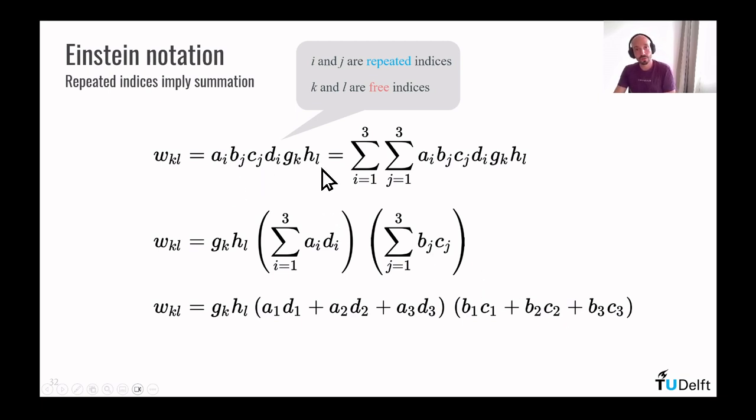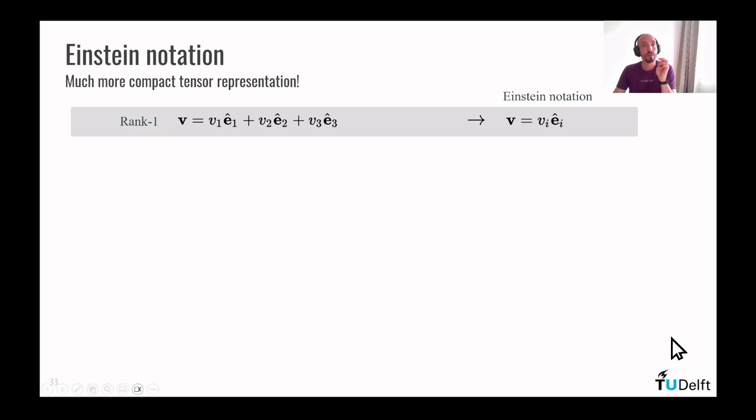If we did not use this notation, we would have to use this one or this one. They're all big examples, and they can get very, very big. I'm gonna show you examples of why the Einstein notation is very important. So if we consider a rank 1 tensor, for example this vector v, we can represent this vector like this, or we can use Einstein notation, and using Einstein notation, this vector v can be written just like this: v_i e hat i. Remember, repeated indices imply summation.